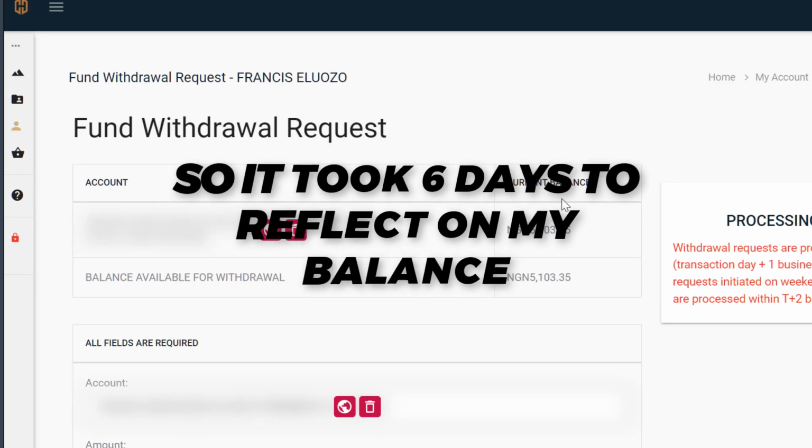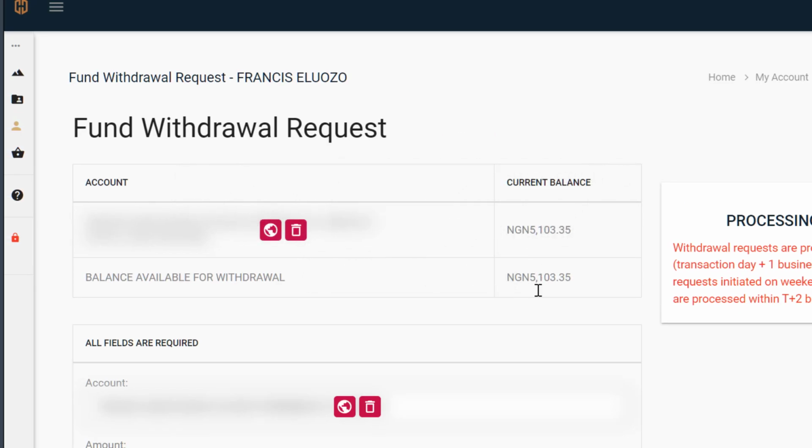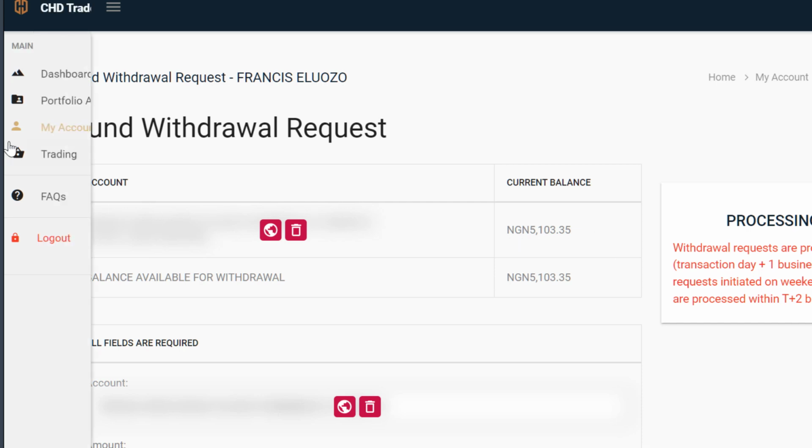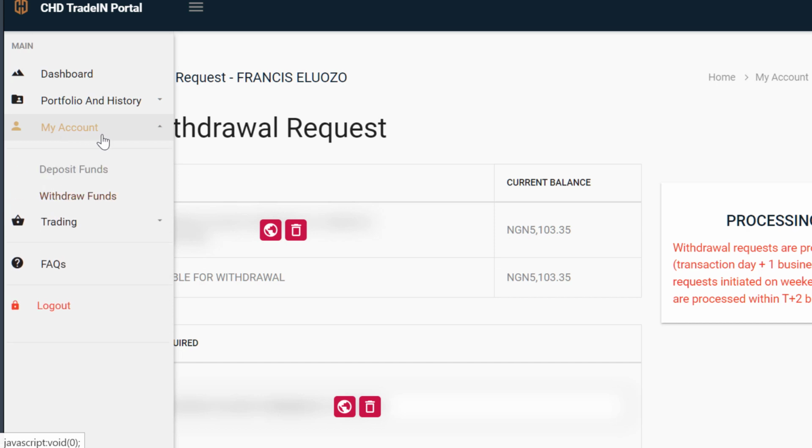My account has now been credited. In my current balance, I can see I now have the 5,103 naira in my account. So this confirms that it works. It just takes time. I would advise, if you want to make a withdrawal, sale or anything, just do it somewhere around the beginning of the week, say on a Monday, so that there will be ample time for that transaction to be processed. Okay, so now that we have the money in our account, we can decide to do one of two things.